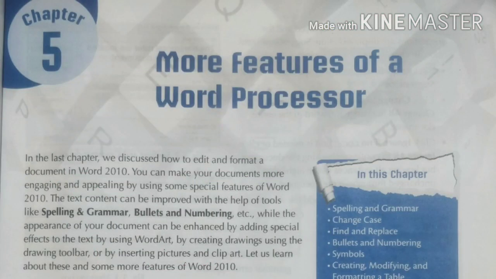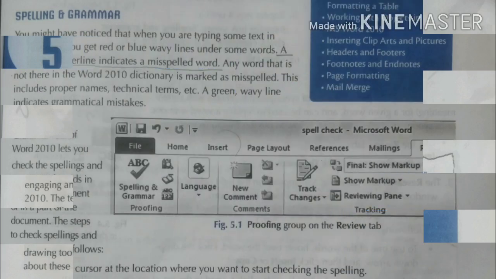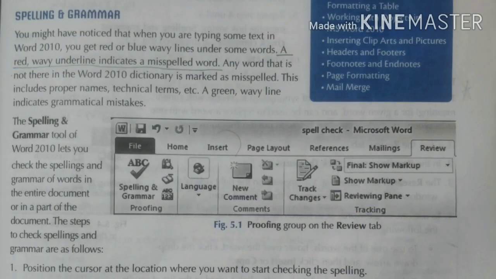Students, today we are going to start chapter 5, more features of a word processor. In this chapter we will discuss how to edit and format a document in Word 2010. We will be talking about features like spelling and grammar, bullets and numbering, and so many other features. So we will be discussing that.